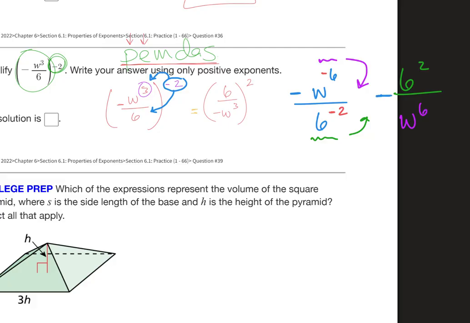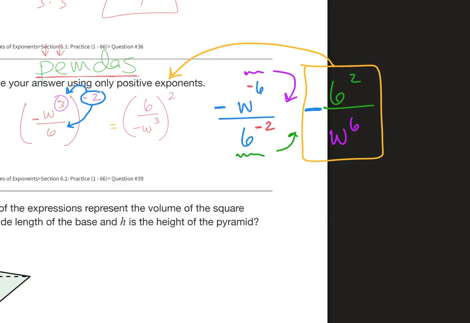And that negative is still there. We still have the whole contents of this as negative. So check this out. This yellow part right here is technically the same as this. I just haven't distributed, or I haven't dealt with the squared part yet. So either way, we get 6 squared, which is 36. Either way, on bottom, we get w to the 6th, and it's negative.